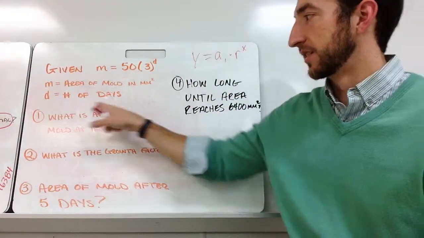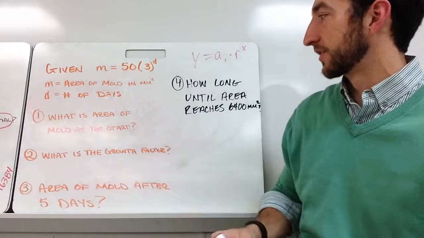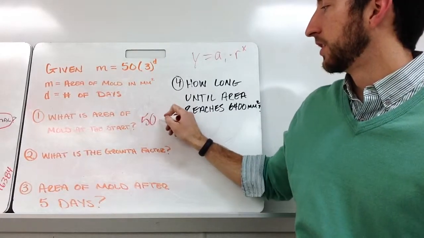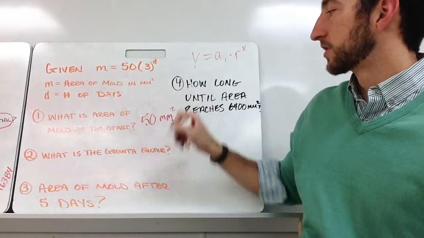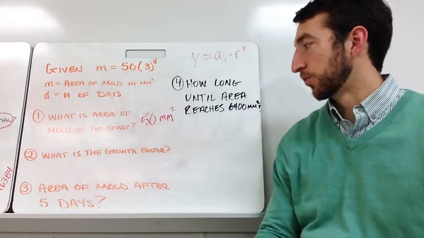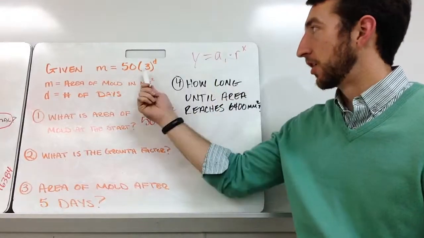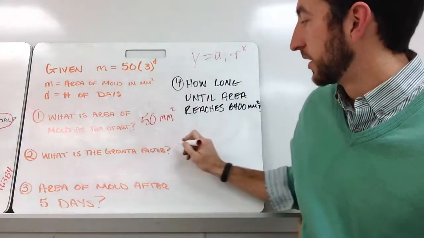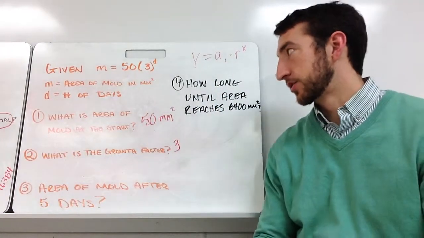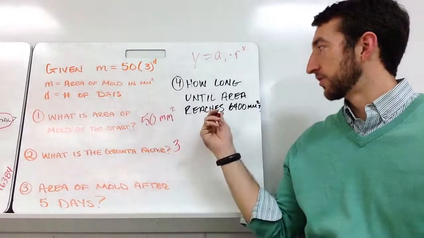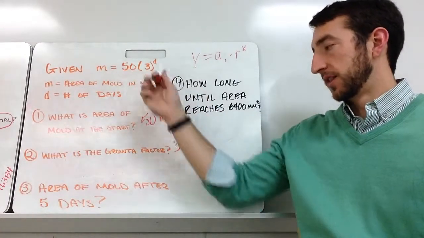So I notice this is my initial term. It says, what is the area of the mold at the start? So at the start, I've got 50 square millimeters. And then it says, what is the growth factor? The growth factor is the same as the common ratio. That's my R. Looks like my R is going to be 3. So now I can answer these two questions based on this.